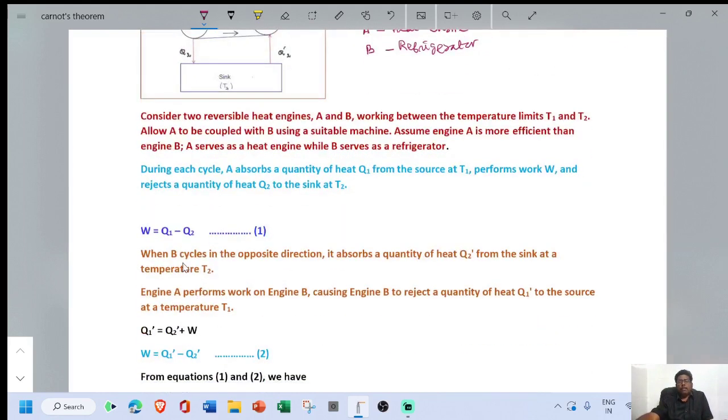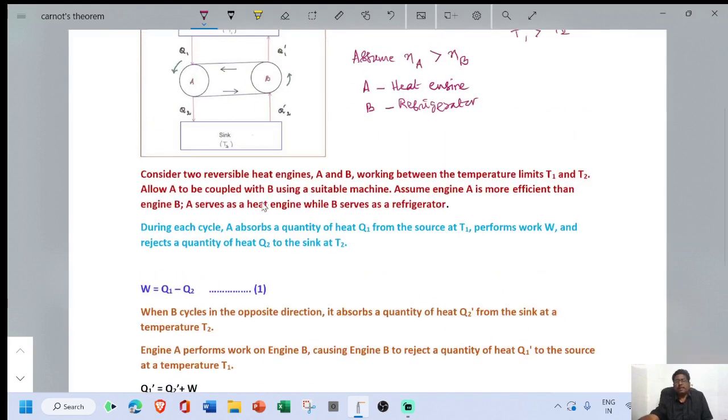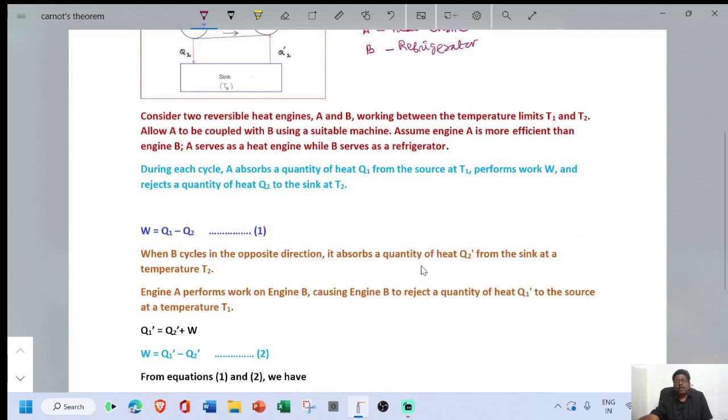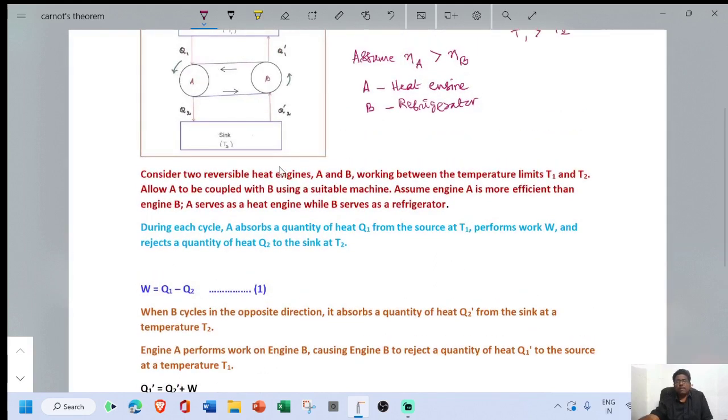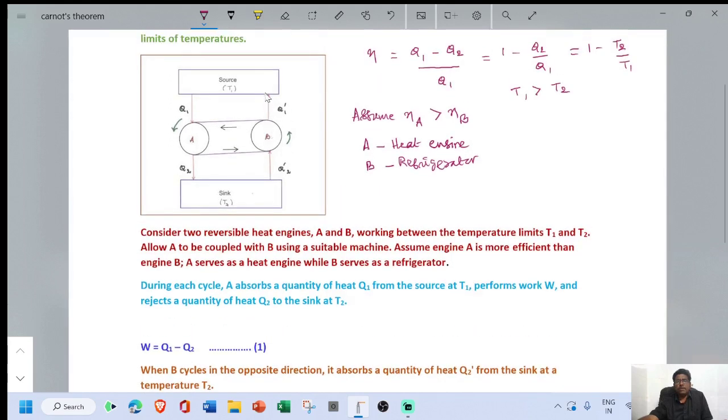When B cycles in the opposite direction, which means that B works in the opposite direction, it absorbs a quantity of heat Q2 dash from the sink, which is at the temperature T2. The engine B is working in the opposite direction to that of A. Therefore, B absorbs Q2 dash amount of heat energy from the sink. We know that the sink is at the lower temperature. The engine B takes out heat energy from a body at a lower temperature and gives heat energy to a body at a high temperature.